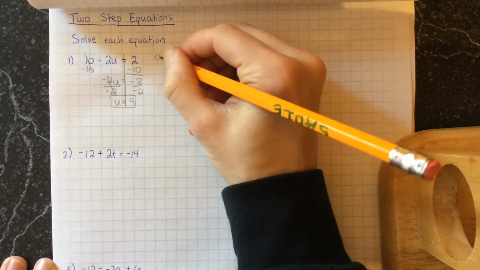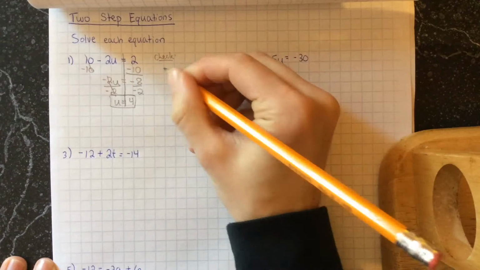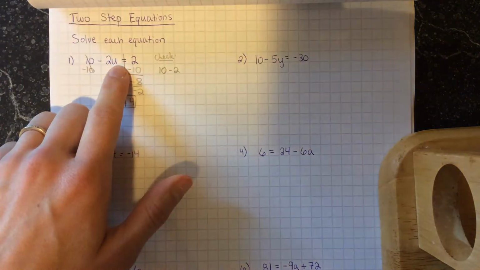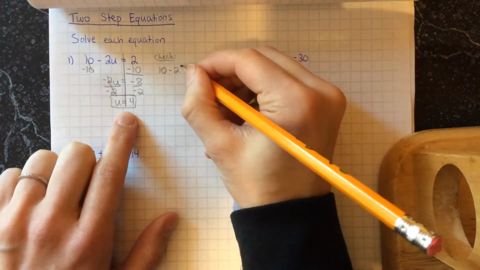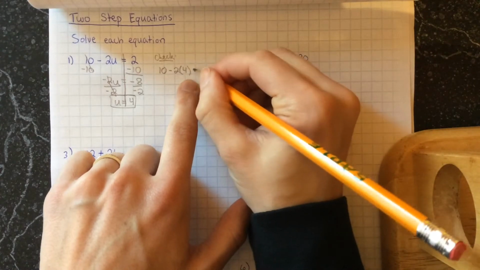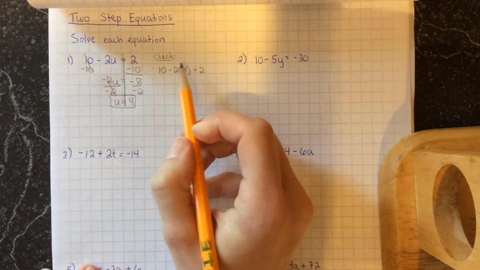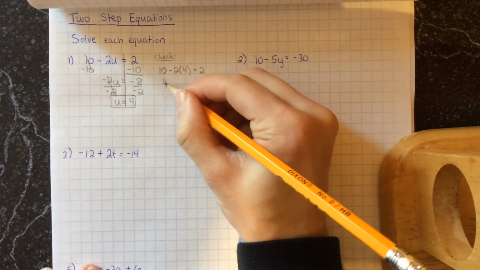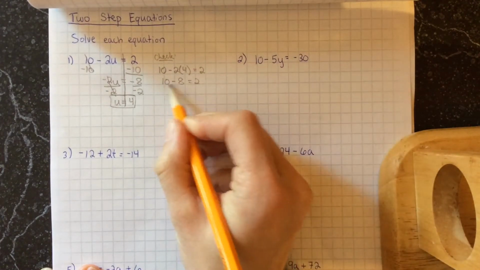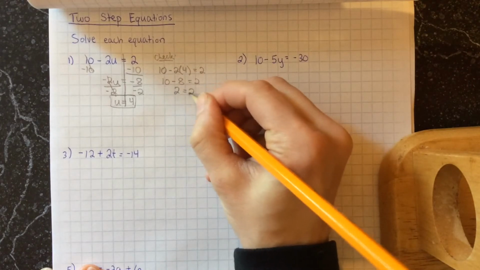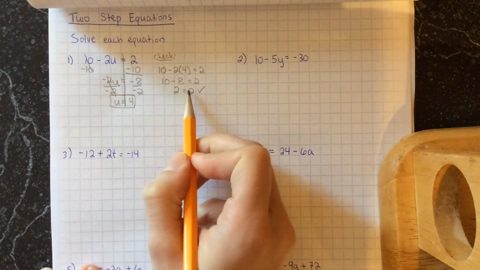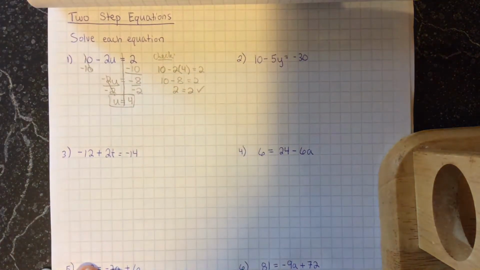Here's how I do the check. To make sure I did it right, I'm going to take my original equation, but in place of u, I'm going to put the value of u. So instead of writing 2u, I'm writing 2 times 4. Now I solve this following order of operations. So 10 minus 8 equals 2. 2 does equal 2, so I got the correct answer. The correct answer is 4. The 2 just shows that it's equal.